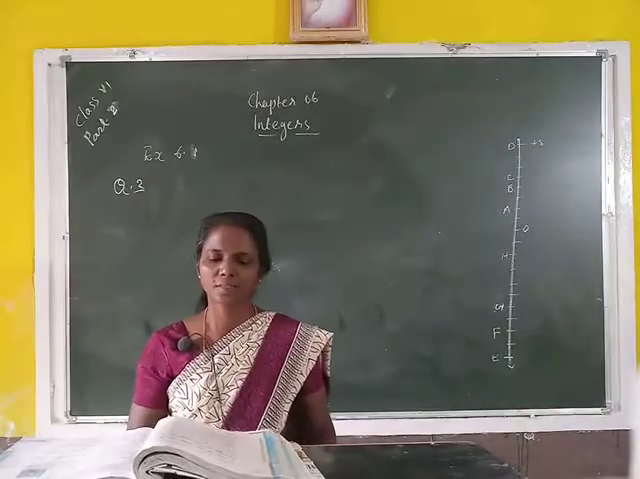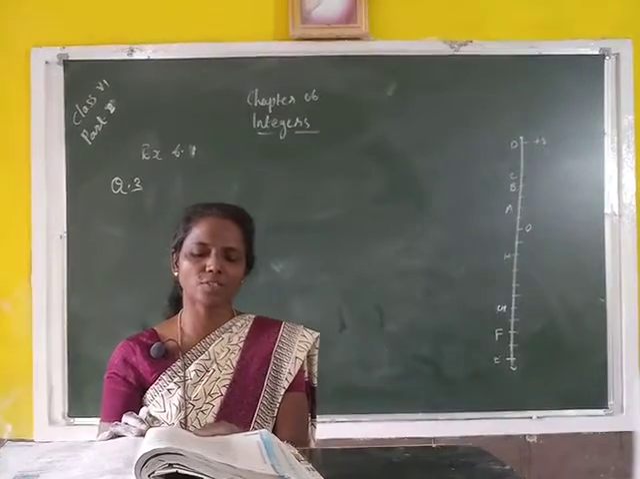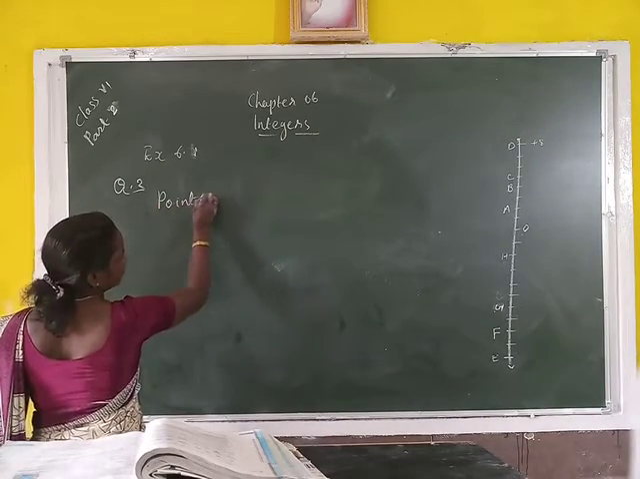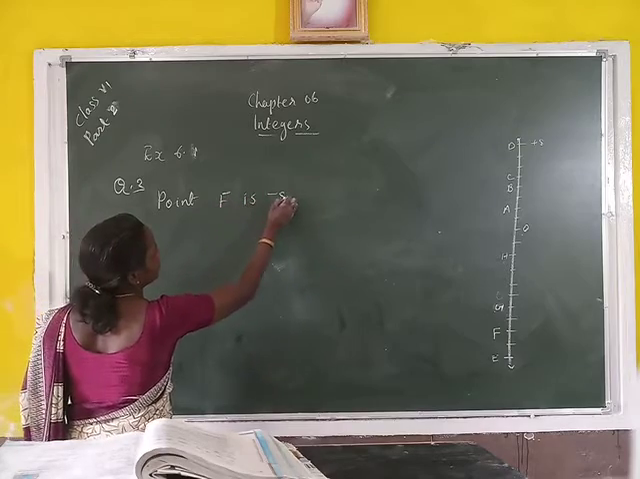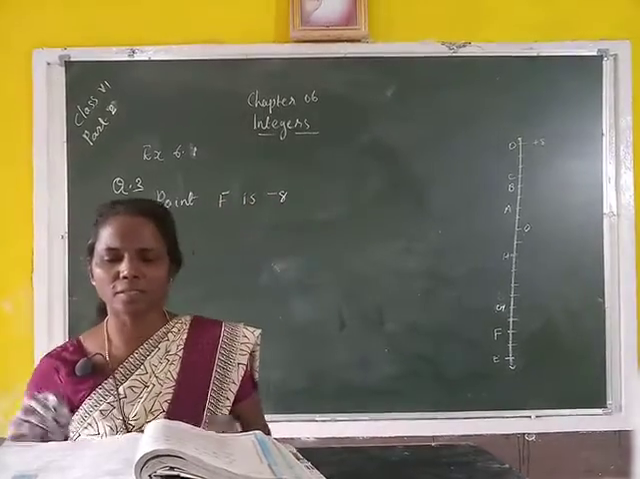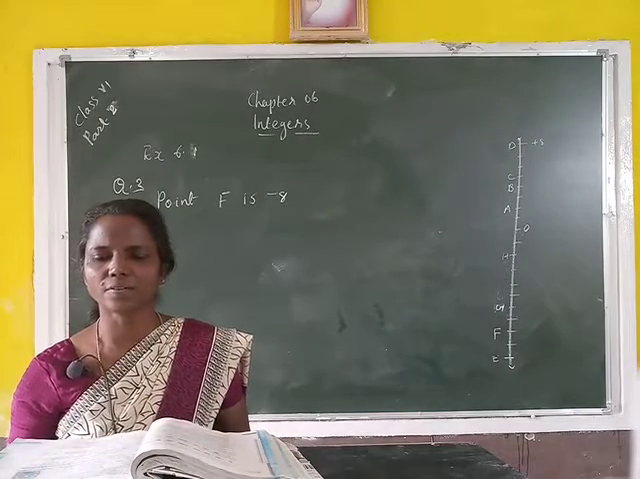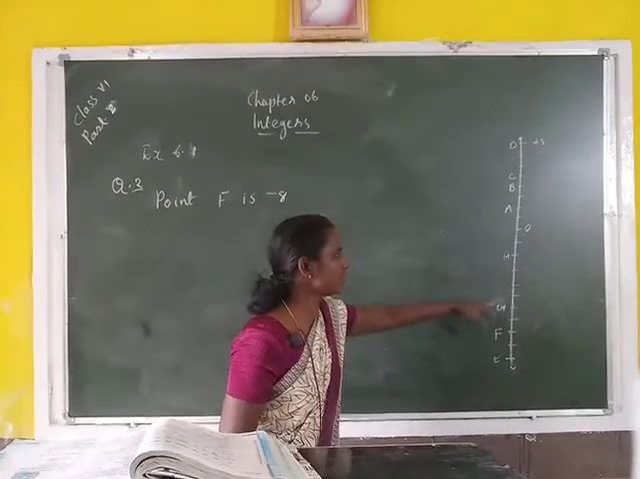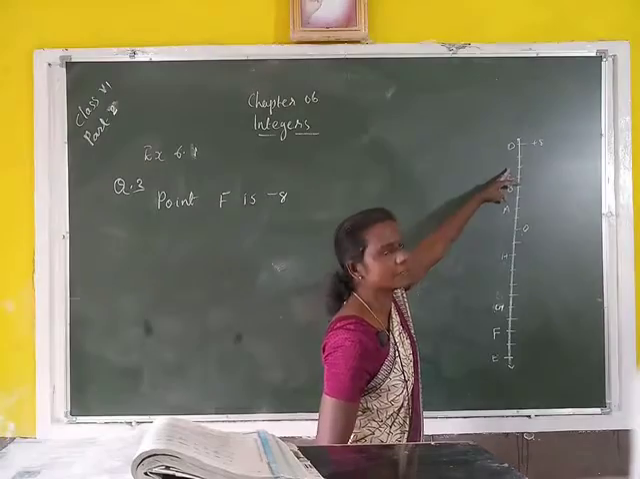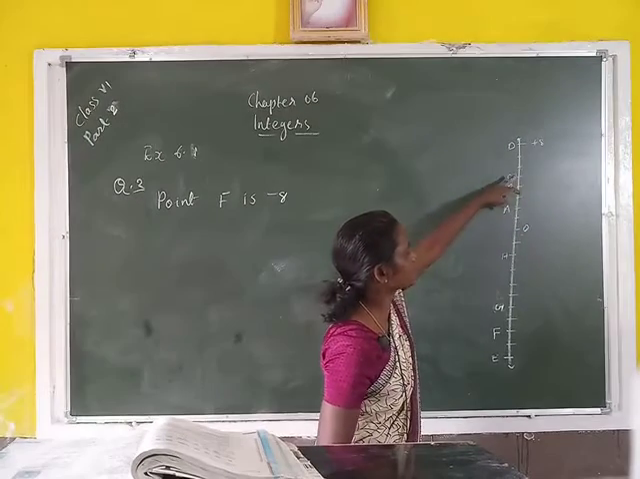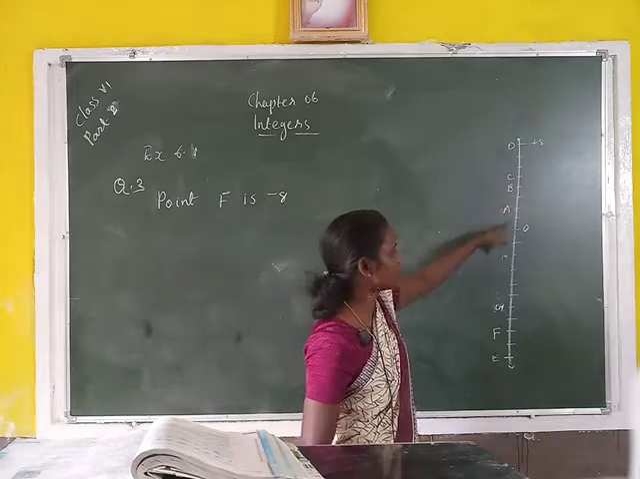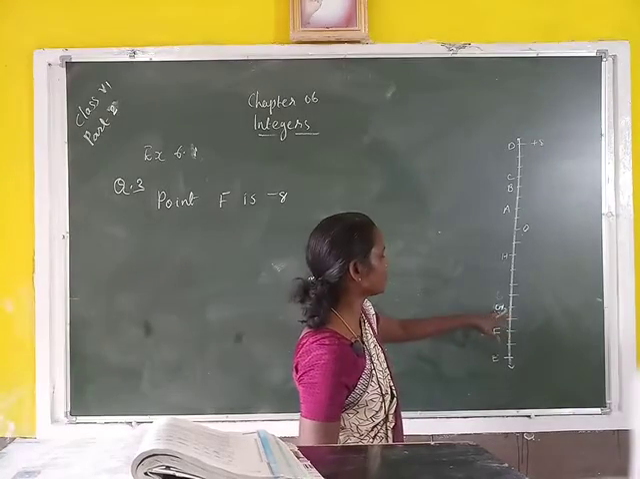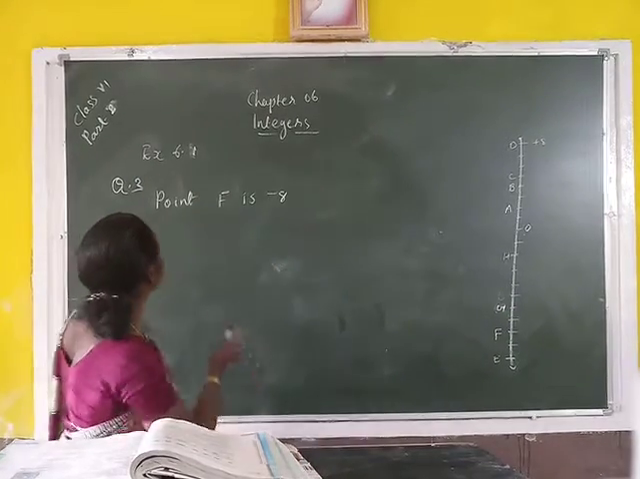So what is its answer? If point D is positive 8, then which point is negative 8? Then its answer: point F is negative 8. The next question: is point G a negative integer or positive integer? Where is this point G? The upward numbers, the numbers above 0, are positive numbers and below the 0 all the numbers are negative numbers. Therefore G is which number? G is a negative number.